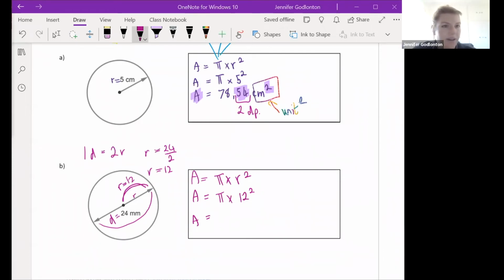Kieran, what is my answer here? Okay, ma'am. So it equals 144 pi. Good. And as a decimal?